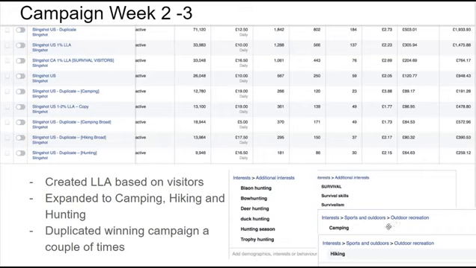I think camping was about 8 million, hiking was probably about 8 to 10 million, and then we used some broader survival ones here to get a bigger reach in the survival niche. And we duplicated a couple of our winning campaigns, so Slingshot US and then Slingshot US duplicated. If a campaign's winning, it's okay just to go ahead and duplicate that. It's another way of scaling without raising the budgets pretty crazily.